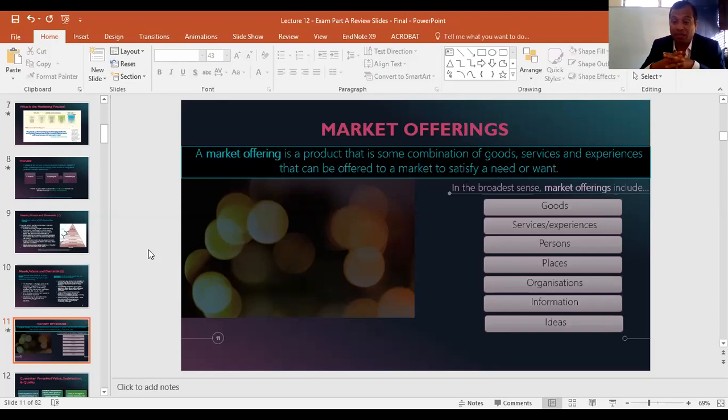These are the seven offerings, the different things which can be marketed in terms of product offering. It could be goods, services, persons, places, organizations, information, and ideas. And we have seen these seven different items throughout the journey.